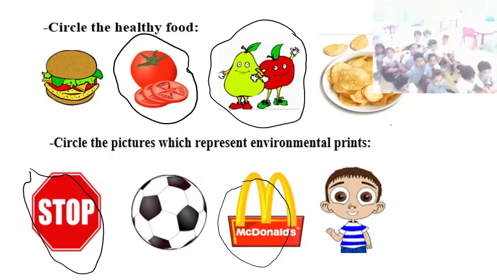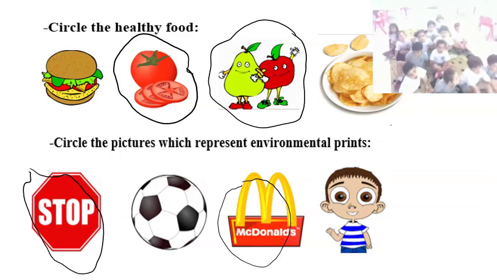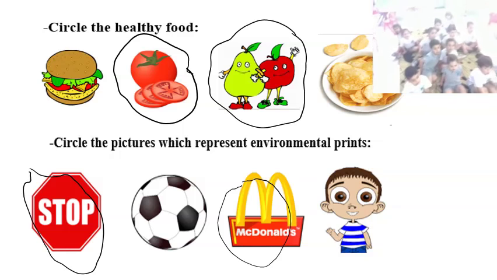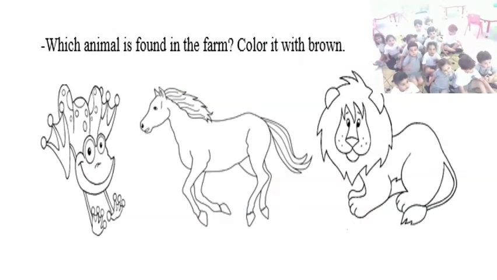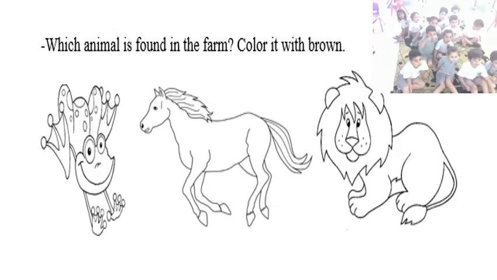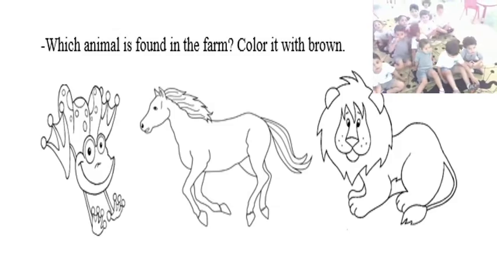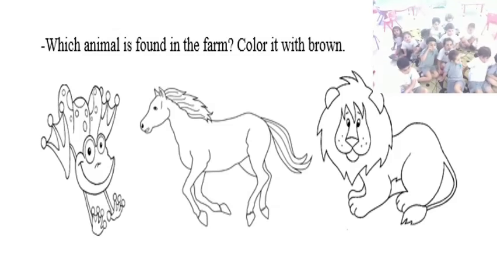Now, you have to tell me which animal is found in the farm. The horse. Good. The horse. Okay. Lion. No, the lion is not in the farm. Can you find a lion in the farm? No. In the zoo. Good, Yamaj. We have the horse. Okay?